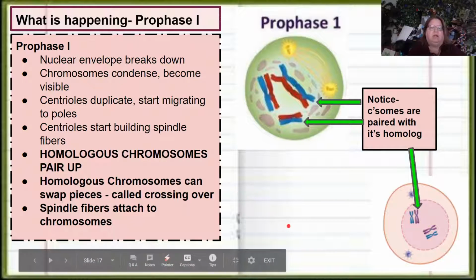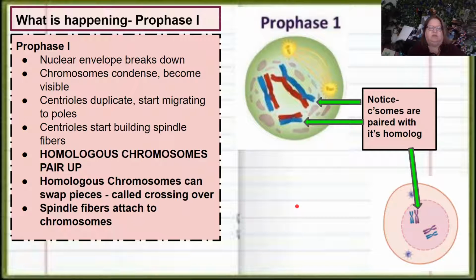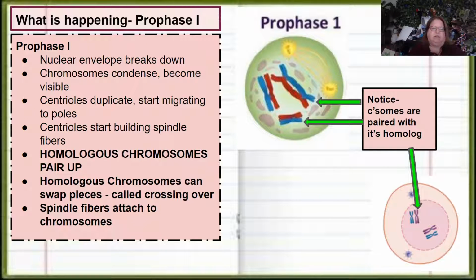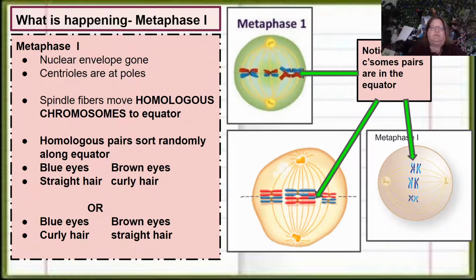Remember, we're doing meiosis, which is the reproductive cell division. So in prophase 1, the homologous chromosomes pair up, and they're going to start moving to the equator. So in metaphase 1, the nuclear envelope is gone, the centrioles are at the poles, but notice here's the big deal. The homologous chromosomes are at the equator. The pairs are at the equator.